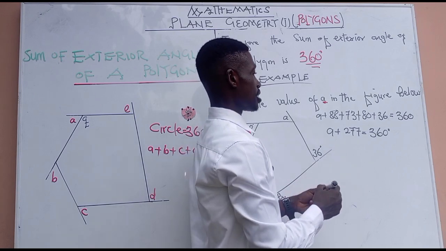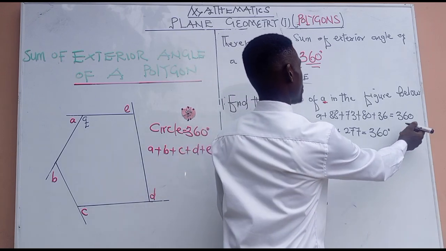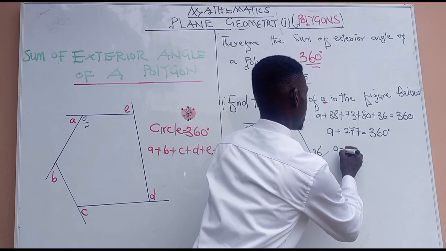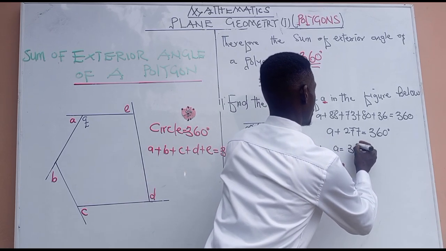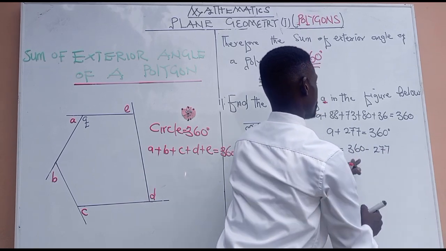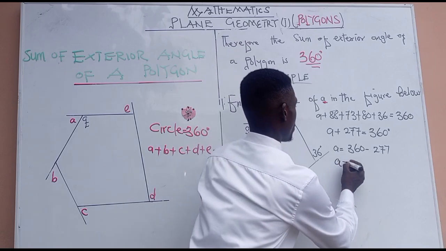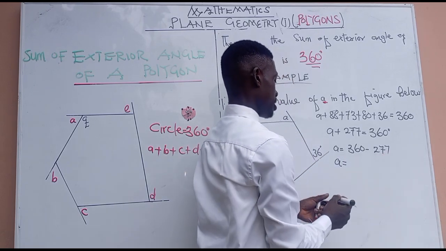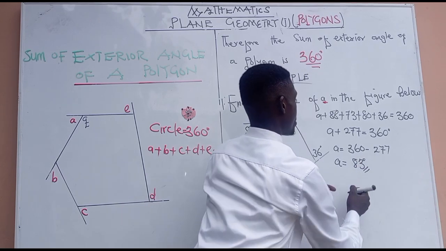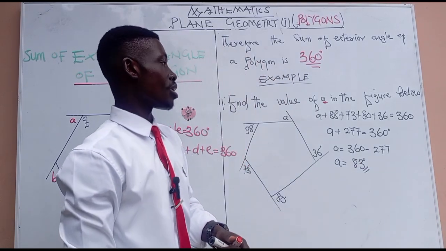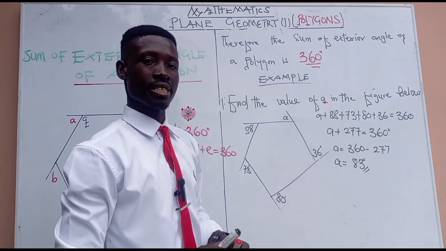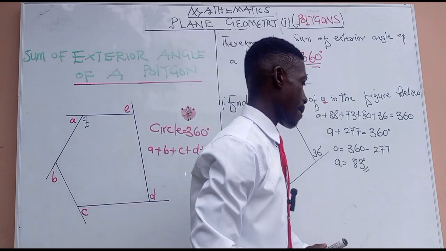Now what we are going to do next is we are just going to transpose 277 to the other side of the equation. So we are going to get A is equal to 360 minus 277. We are going to get 83 degrees. Very, very simple. So our value for this exterior angle is 83 degrees. Let's take the next example.